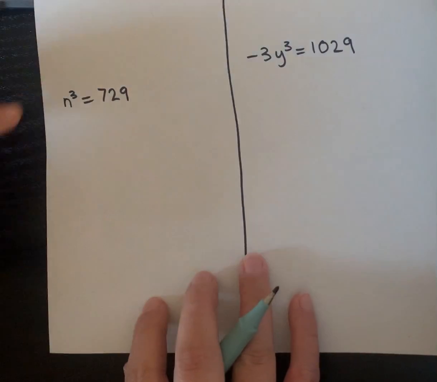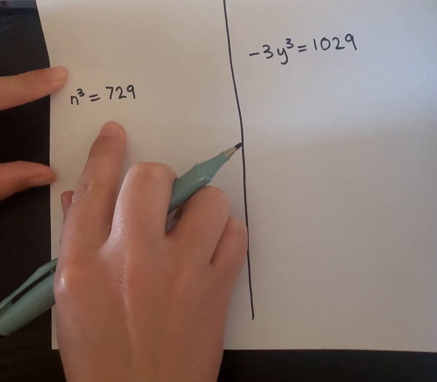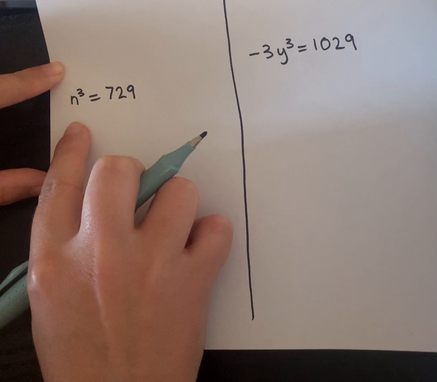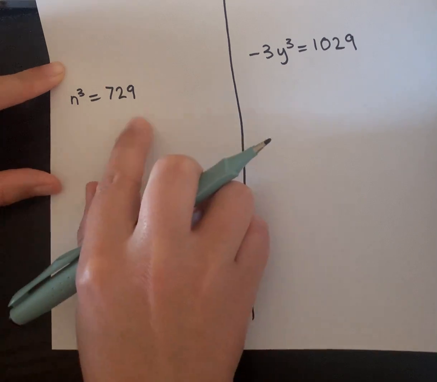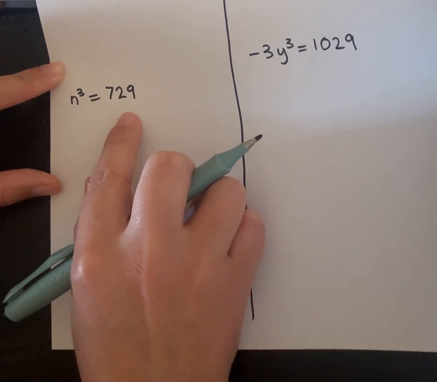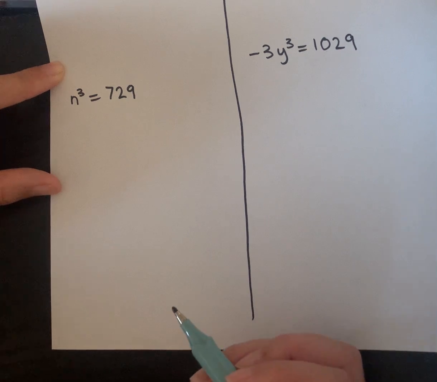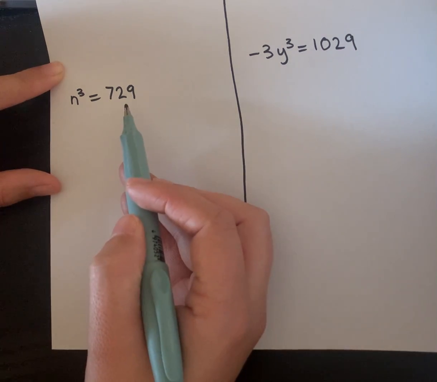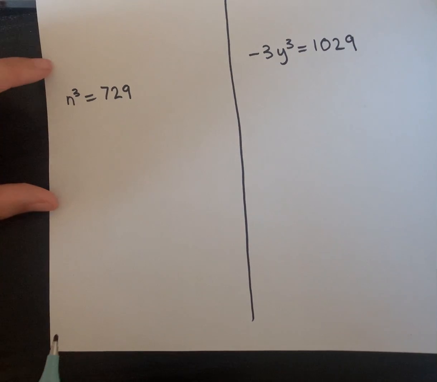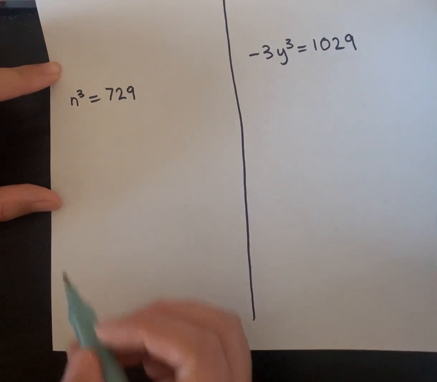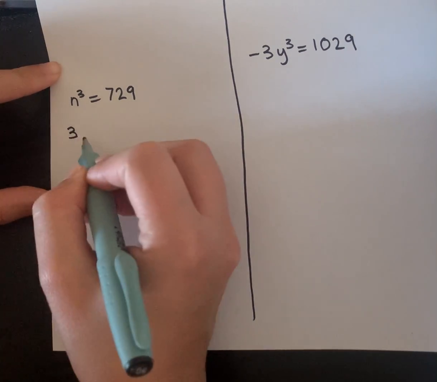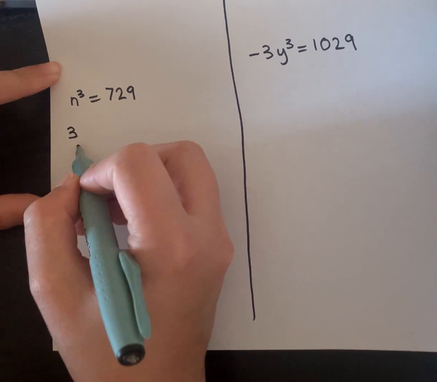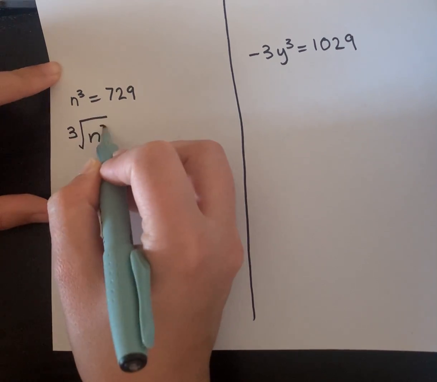All right, let's try this one. So this one we might not be able to see straight away. We don't know what number multiplied by itself 2 more times gives you 729. And we can't really use our times tables for that because this number is far too large. So all we need to do is use our calculator and take the cubed root of both sides. Just how we were taking the squared root of the quadratic equations, we take the cubed root of the cubic equations.